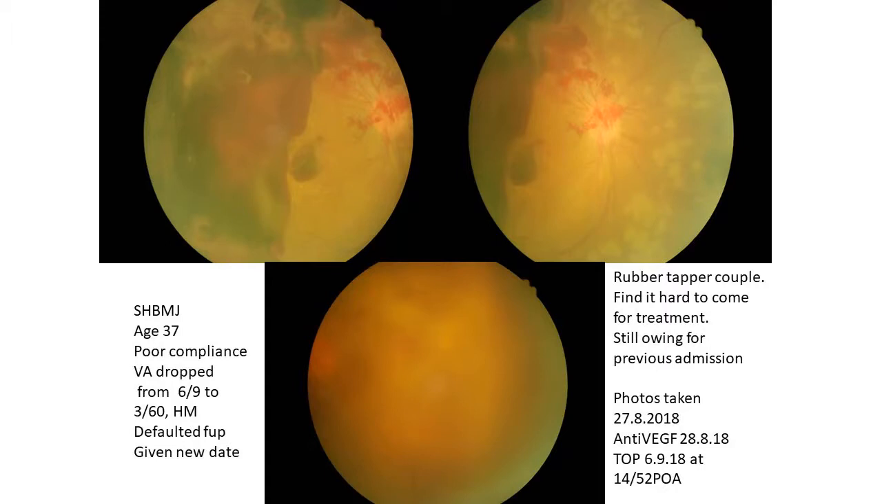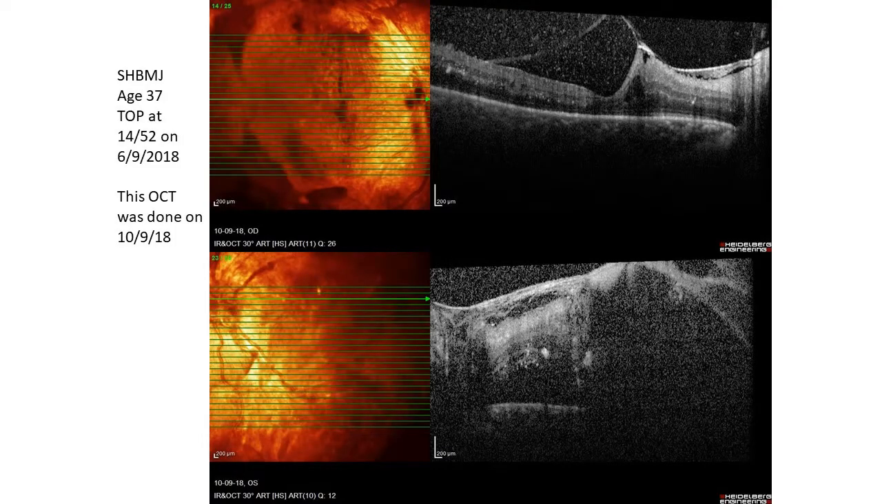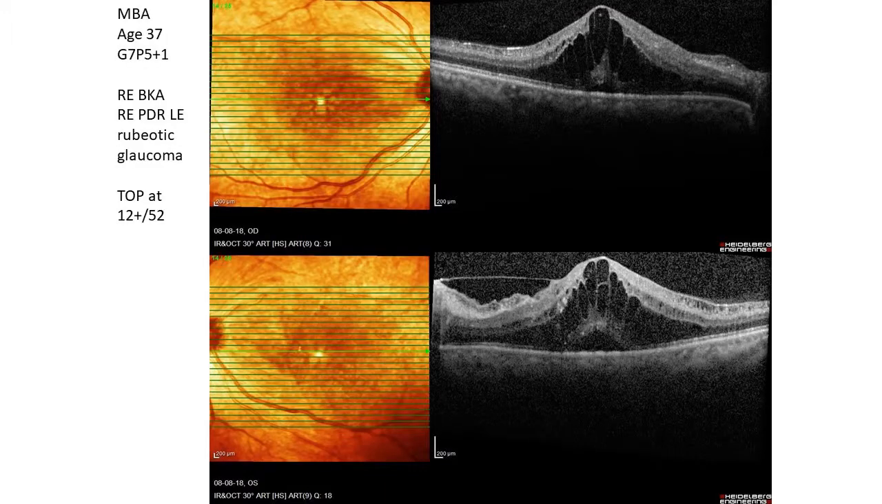Yeah? So this is a lady with very bad macular edema. The right, and this is the left. And at that time, she was 12 weeks. This is the one with severe anemia. If this goes on, what happens is that it could become worse, and she will be left with macular hole. This will rupture and cause macular hole, and that will necessitate surgery.